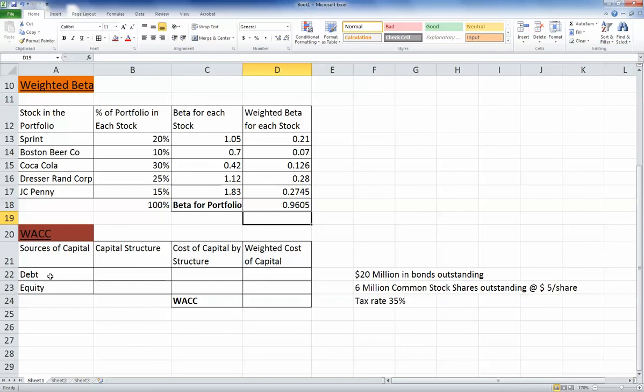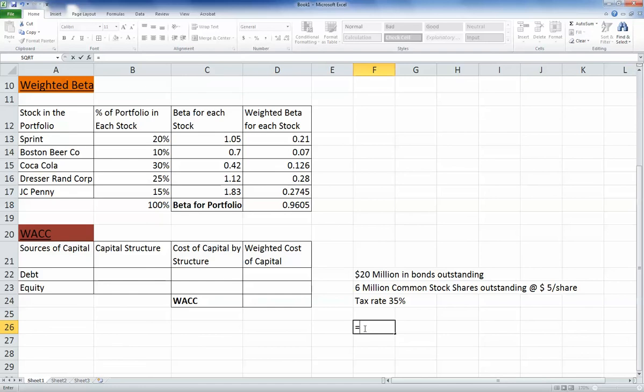Okay. So first thing we have to do is figure out the capital structure. And I have some information on the right-hand side over here. We have $20 million in bonds outstanding, and that would be our debt. And as far as equity, we have 6 million common stock shares outstanding at $5 a share. So, if we have 6 million shares at $5 a piece, we have total equity of 30 million.